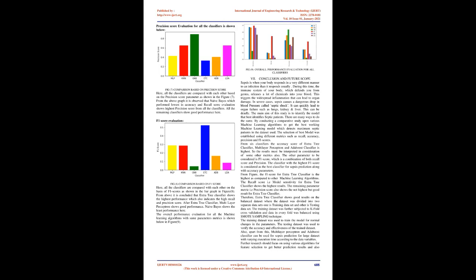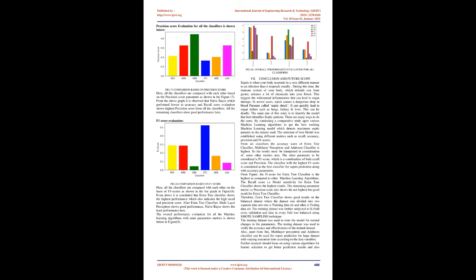Accuracy evaluation of all the classifiers is shown below. Here, all the classifiers are compared with each other based on the accuracy parameter as shown in the bar graph in figure 5. From above it is concluded that extra tree classifier shows the highest accuracy, followed by multi-layer perceptron and then AdaBoost classifier. Linear discriminant analysis shows average accuracy while Gaussian naive Bayes shows the lowest accuracy.